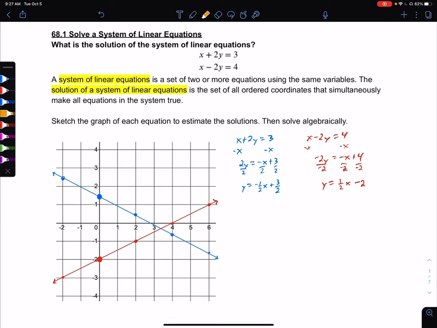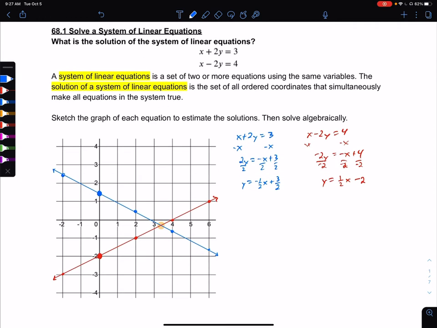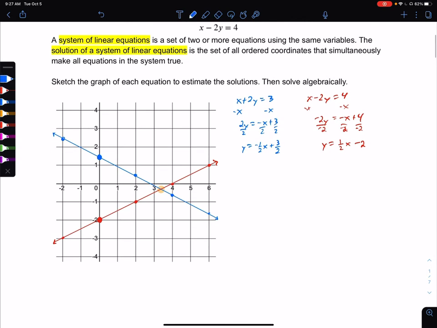So I know that my solution is going to be somewhere around here. Now remember, this is a sketch, so the solution is approximate. Let's make a little statement on this. We're going to say that x is between 3 and 4, and y is between 0 and negative 1, because this is where our solution falls, within this little grid here.